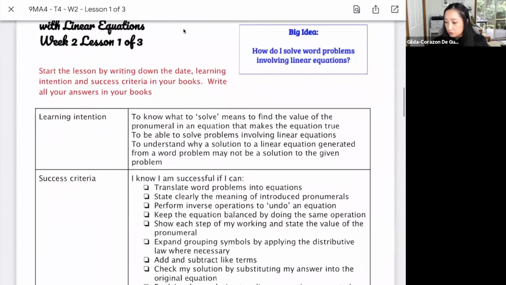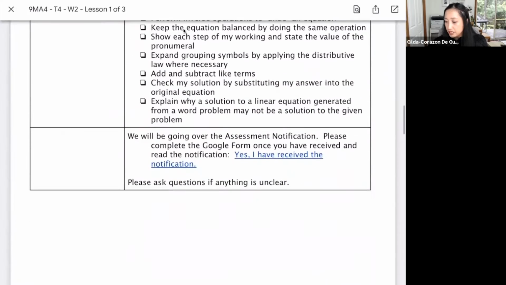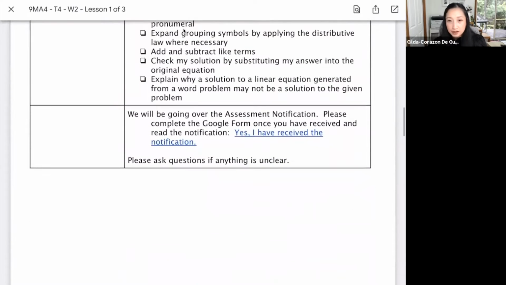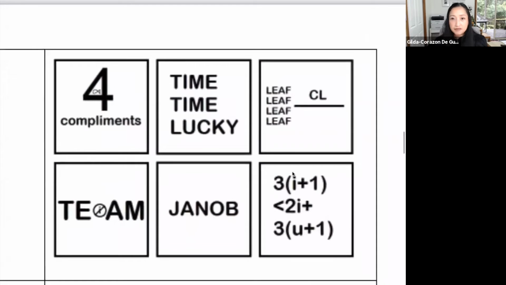So like what I've said a while ago, we'll be discussing word problems today. So there would be a bit of translation that we will be talking about. So let's have a look at our warm-up for today. Have you seen some of these puzzles?